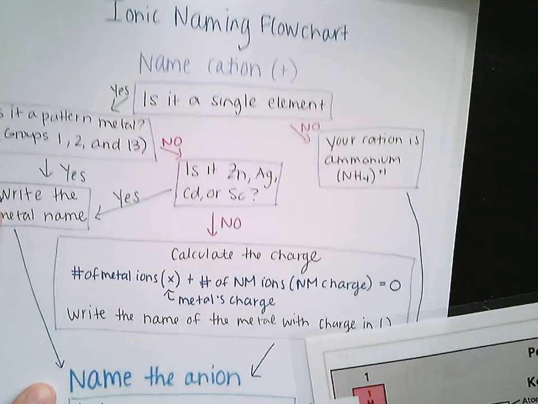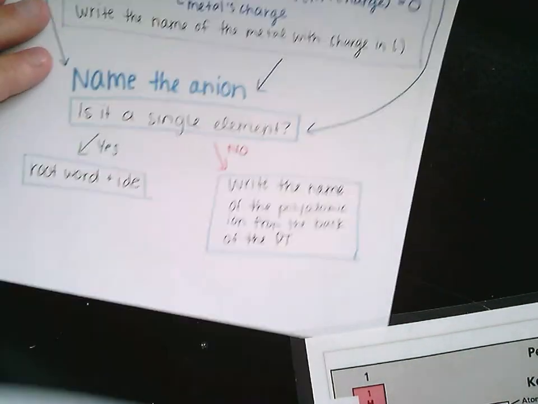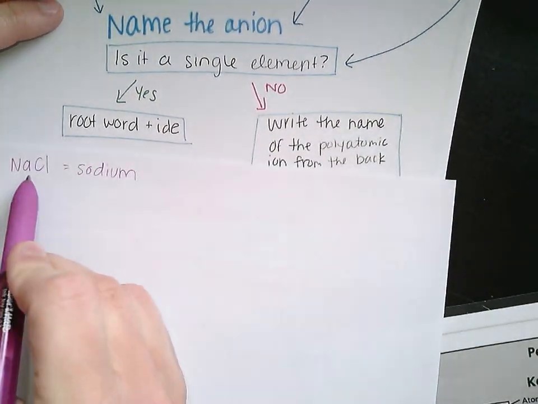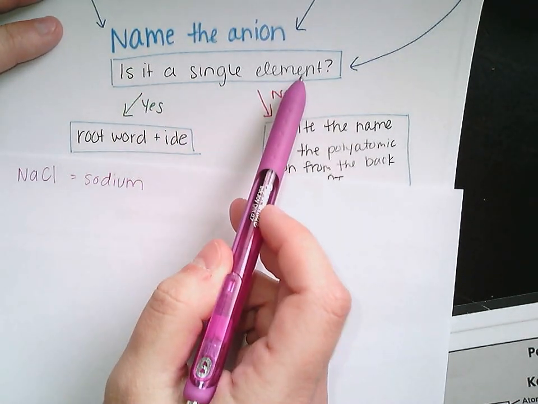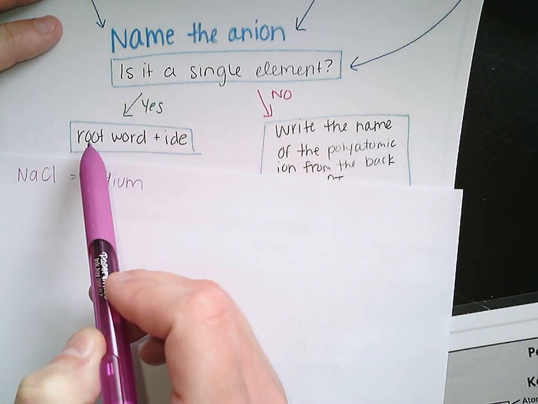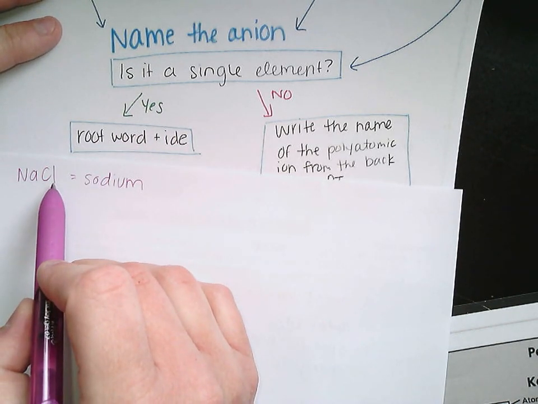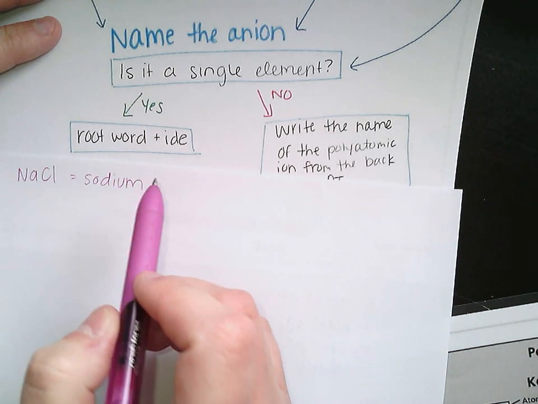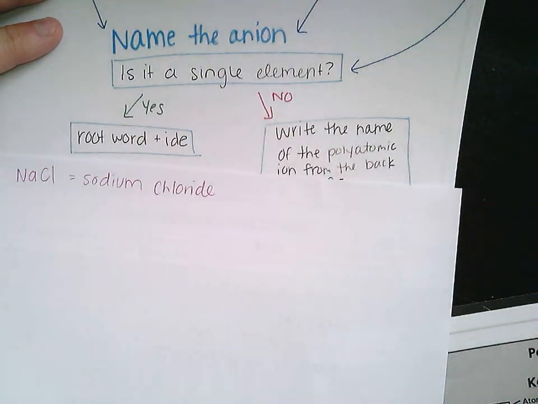Then it tells me I need to name the anion. So my anion here is Cl. My first question says, is it a single element? Yes it is. So I need the root word plus IDE. So chlor, root word, plus IDE. And that's how we get sodium chloride.